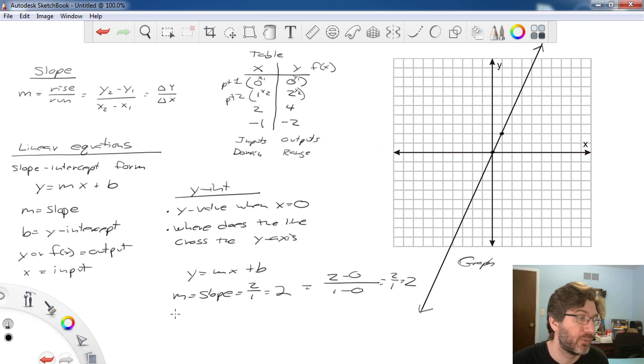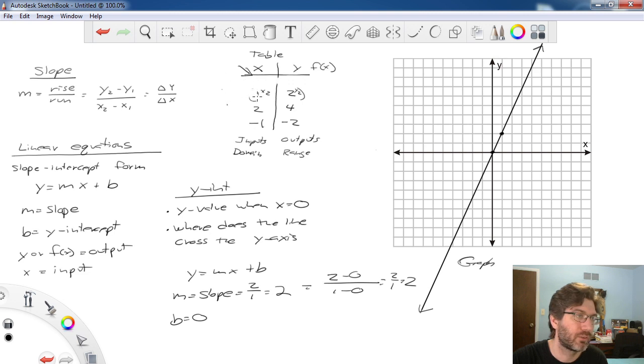Then you need to find b, which is where this line crosses your y-axis. Now, if you have a graph, it might be easy to just look at it. Here, I can say b is 0 because it crosses at 0, 0. If you don't have a graph and you have a table, you might actually have, hey, where x is 0. And then you can get 0 from that. But what if you don't have that point? How can you find your y-intercept?